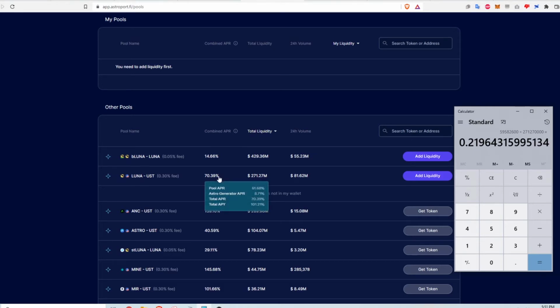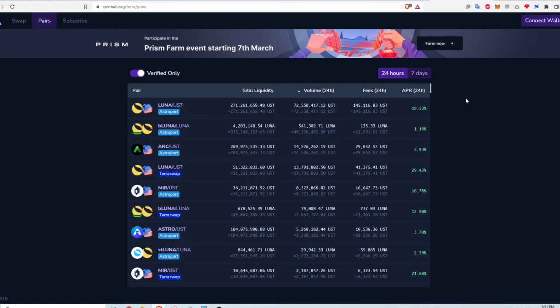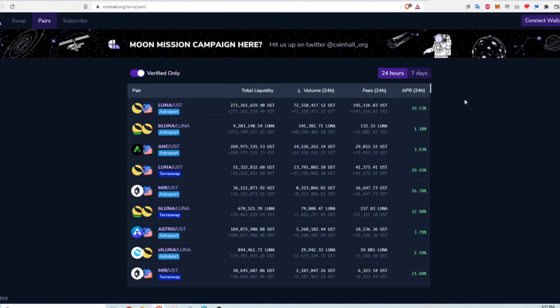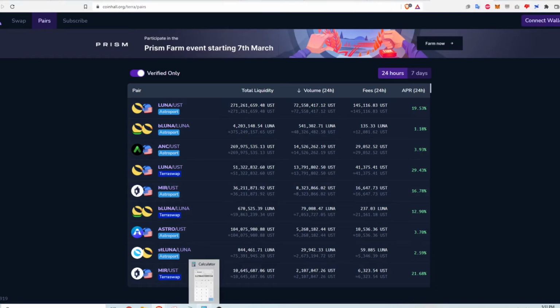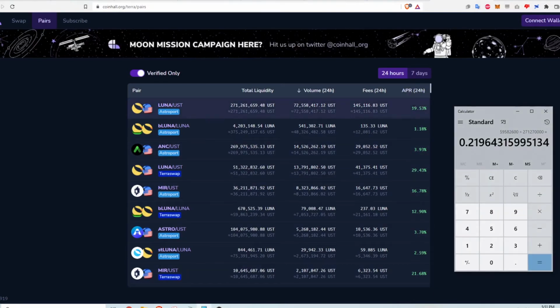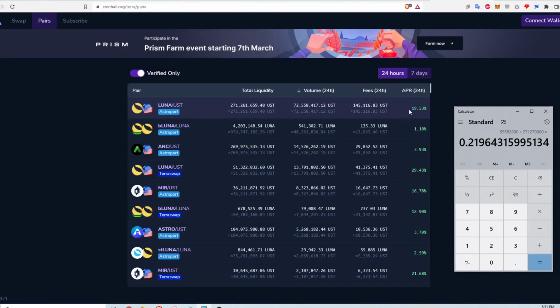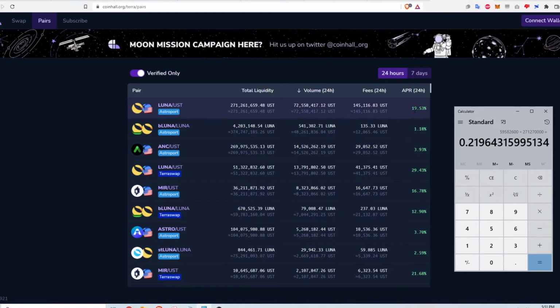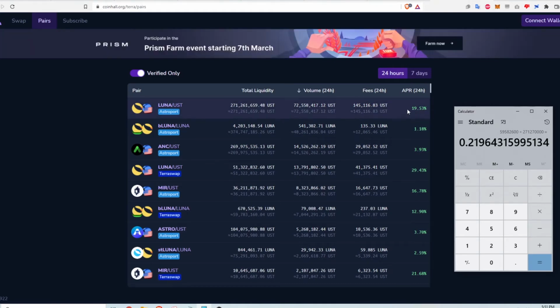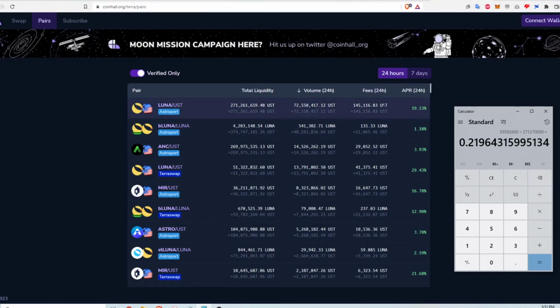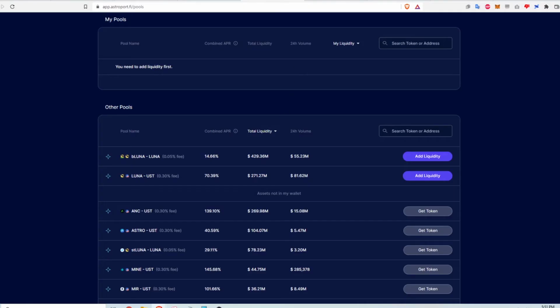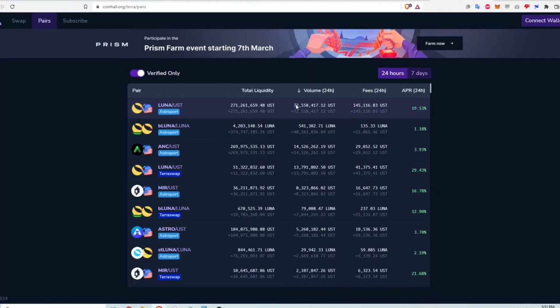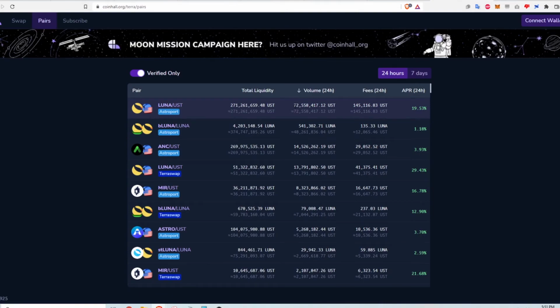So I cross-checked this calculation with another website called Coinhall, which a lot of Redditors have talked about and have relied on as being accurate. And their 24-hour fees for this pool is much closer to my 22%. They're calculating 19.5%. That's because their 24-hour fees is slightly different than what Astroport is showing here. It's not 81 million, but instead it's 72 million.